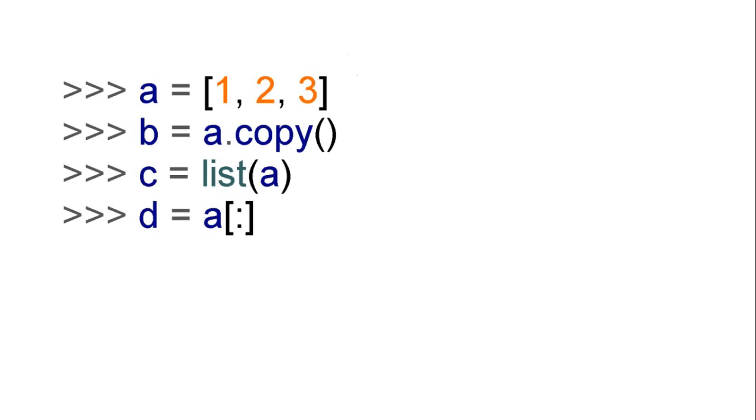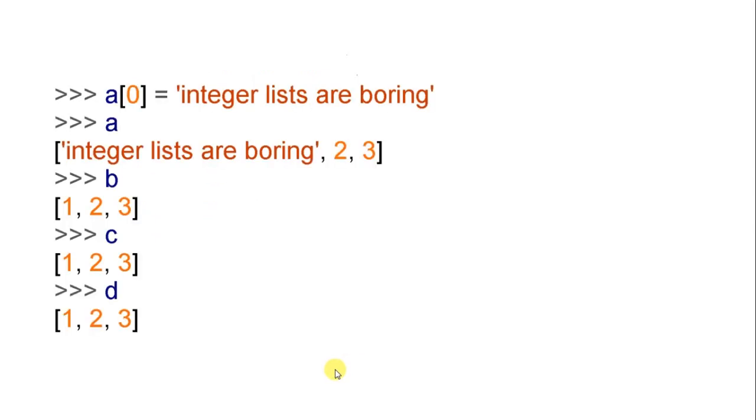Our original list will be A again. We will make B with the list copy function, C with the list conversion function, and D with a list slice. Again, B, C and D are copies of a slice. They are new objects with their own values and no connection to the original list object, square bracket 1 to 3, to which A refers. Changing A does not affect the copies C, B and D.